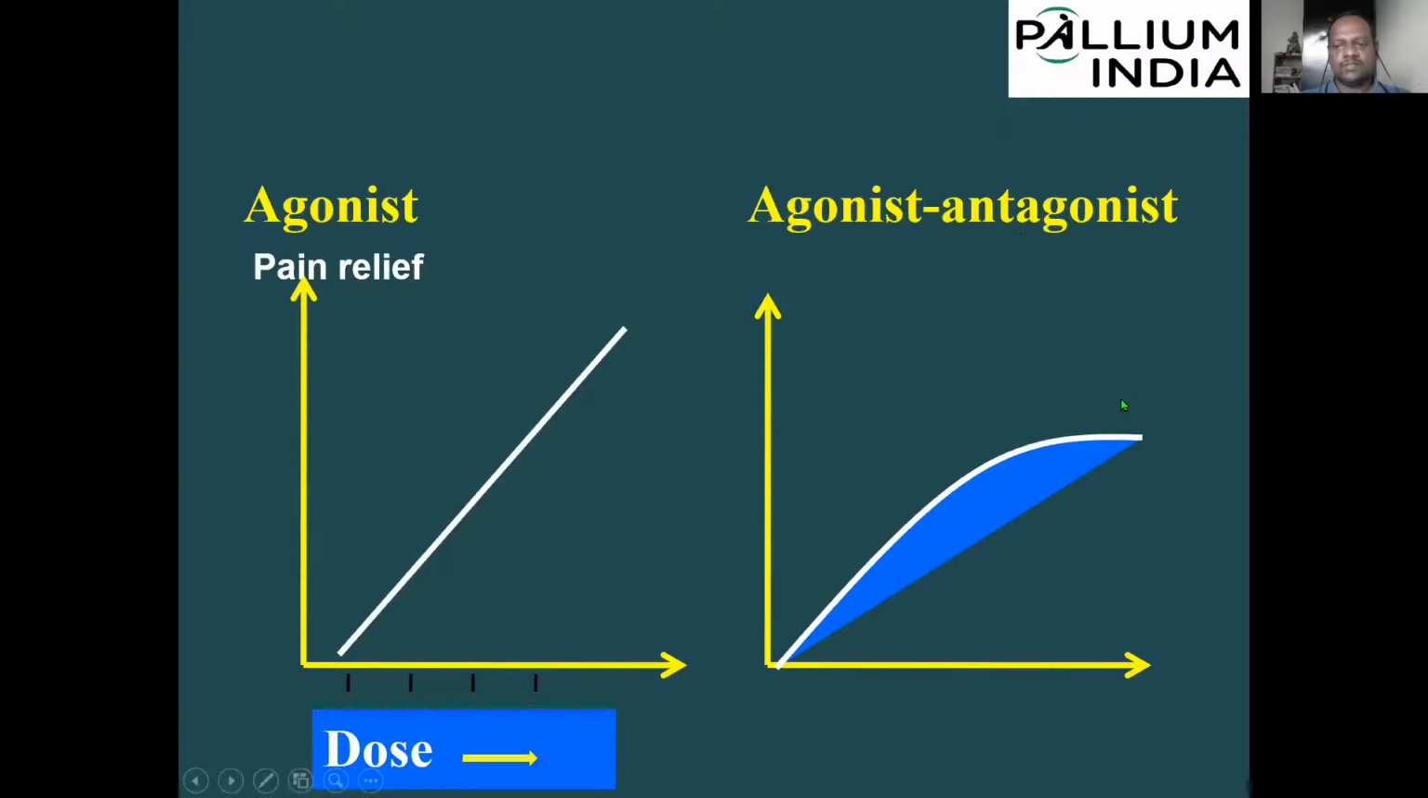But in the case of agonist-antagonists, after a maximum dose, the curve plateaus. This is the maximum dose which will give you the maximum pain relief up to here. But after that, even if you increase the dose, you will not have corresponding pain relief. That is the problem with agonist-antagonists, and this is known as the ceiling effect for analgesia. So the agonist-antagonist group of opioids have a ceiling effect for analgesia. That's what you have to understand.